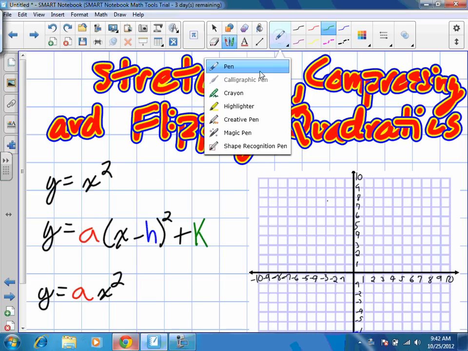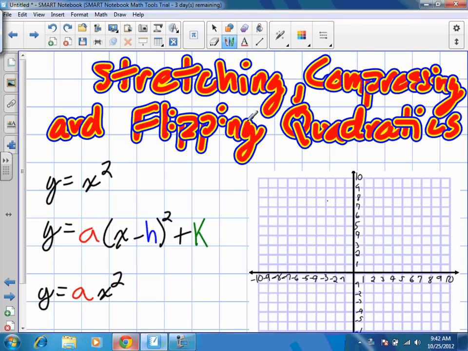So we've gone over transformations of quadratics. The last thing we're going to go over is stretching, compressing, and flipping quadratics. In the last two videos, we talked about how you must know the original one because we need to have a reference point. Please make sure you know how to do that. If you don't, just watch the other two again.